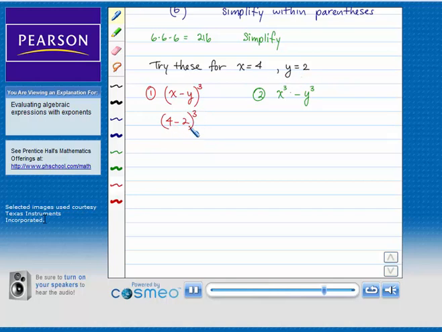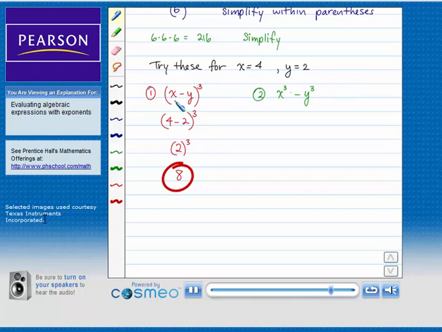Remember, I do what's inside the parentheses, so 4 minus 2 is 2. And then I raise 2 to the third power. That's 2 times 2 times 2, and that is 8. Okay? Now I want you to notice the difference between (x minus y) to the third and x to the third minus y to the third.